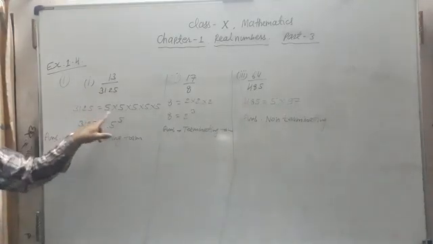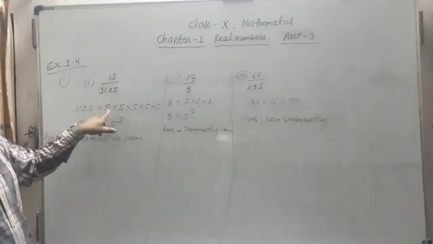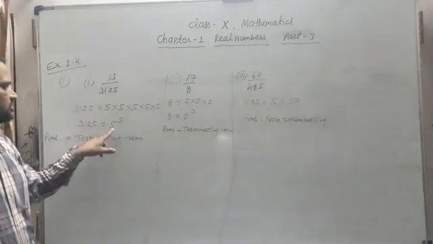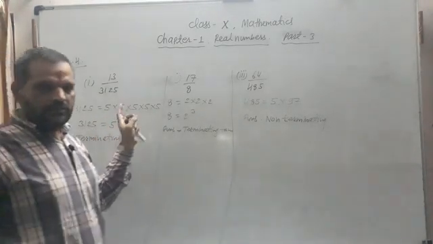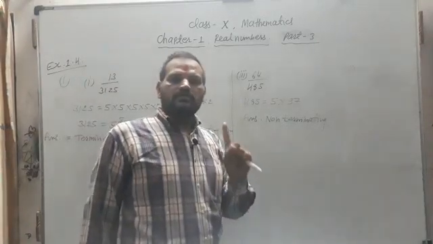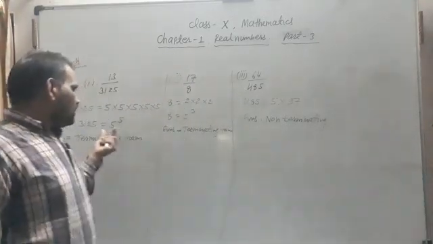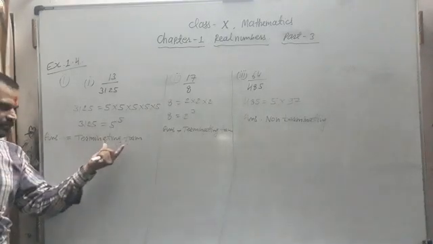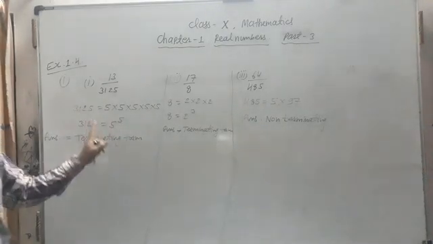In the first part, the denominator is 3125, and its factors are 5 into 5 into 5 into 5 into 5. It can be written as 5 to the power 5. So there is only one factor of the denominator, that is 5. It means it is the terminating decimal form of the rational number. Clear?